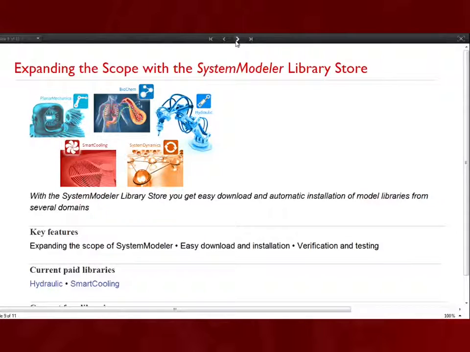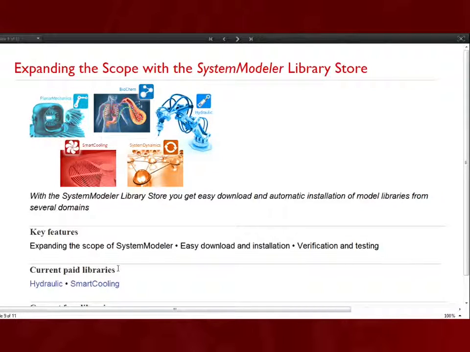Yeah, pretty good. So then during the year, one of the things we launched for SystemModeler 4 was this library store. The idea with the library store is to add functionality that is quite specific for a domain that not everybody would always be interested in. Sometimes very specialized, but very advanced, like the smart cooling library, which the guys from AIT, who are back there, have been developing.